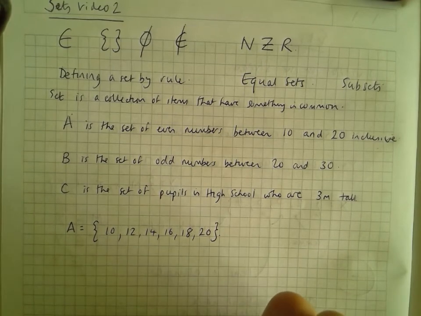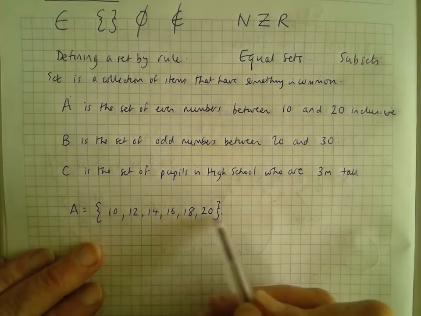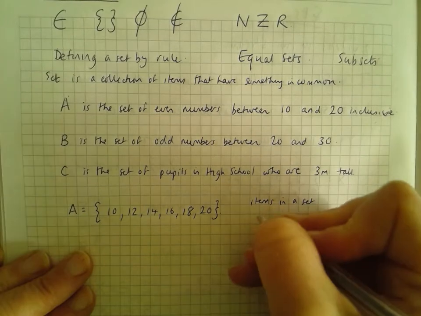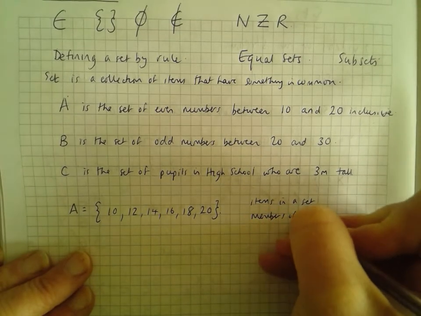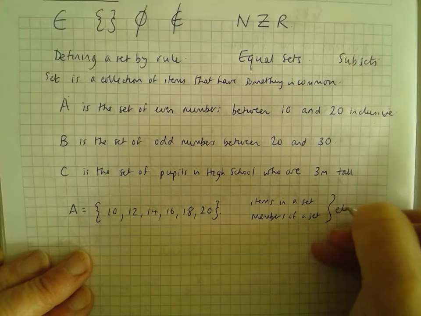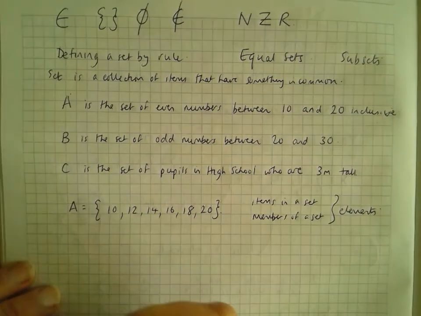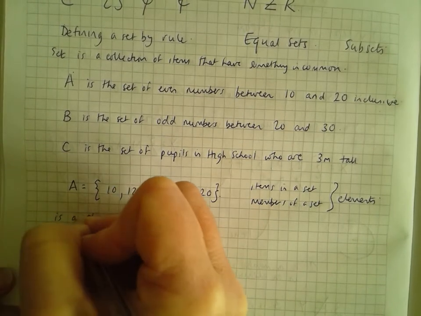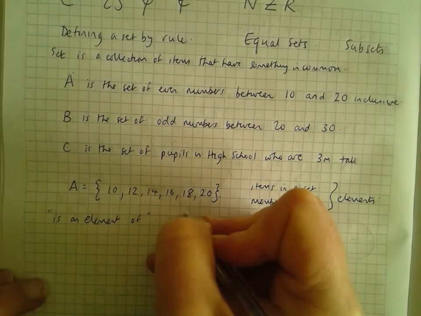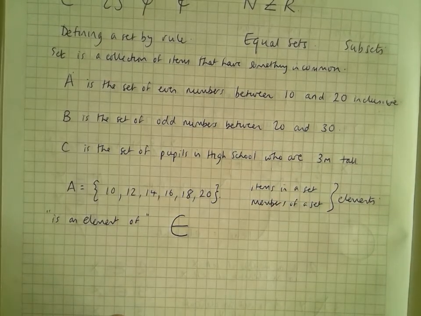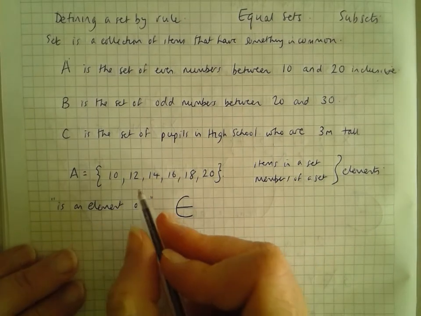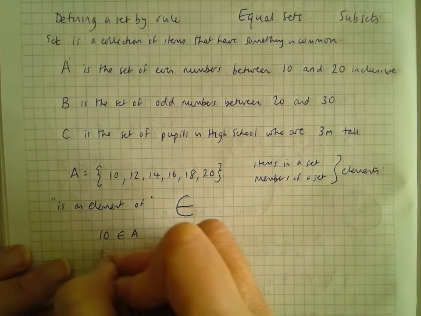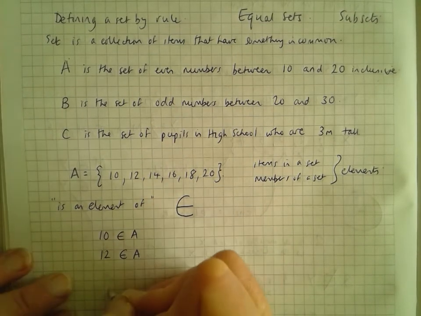Now, those items that are in the set, or the members of a set, are called elements. And the way we write this, we say "is an element of." We have this symbol that looks like a euro symbol. This is kind of E. So if I wanted to say that 10 was in set A, I would say 10 is an element of A. Or I could say 12 is an element of A. I could say 18 is an element of A.